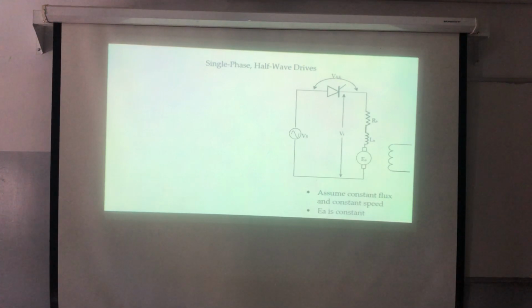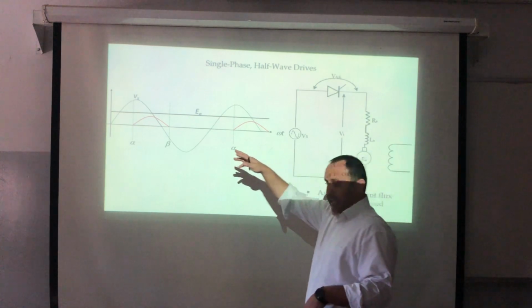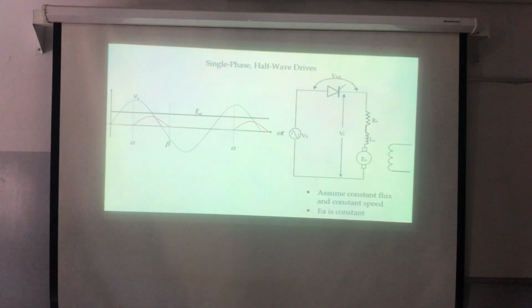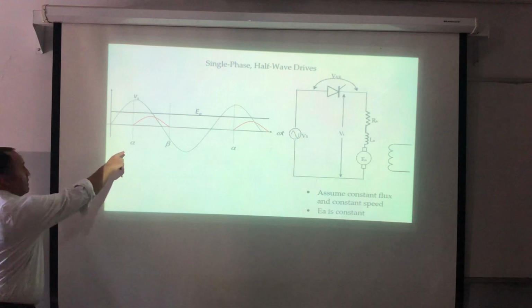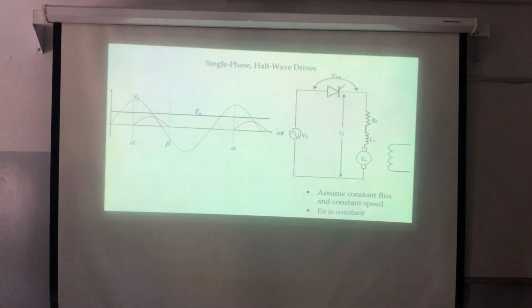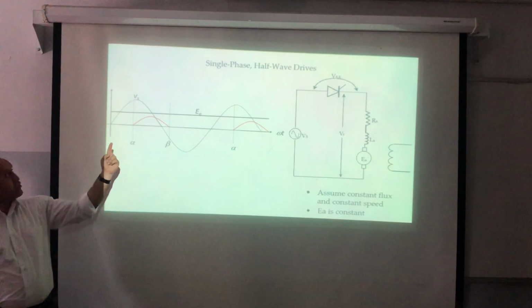And I need to plot the curve. So in this case, I have the supply waveform, which is Vs, and I have a constant line, which is the back EMF. And here I have two angles. One I call alpha, which is the firing angle, and the other one, the end, I will call beta. Now this means I will gate or fire the switch at alpha.